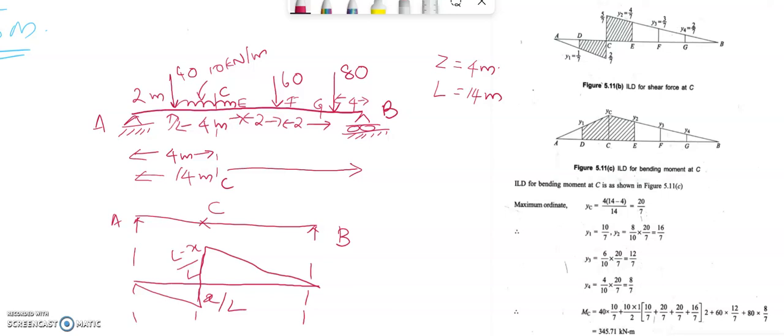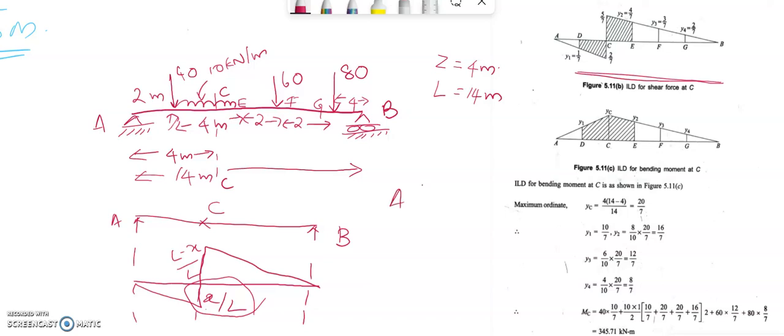Now what we need to do is, as per the given figure, see this figure over here, they have drawn the ILD for shear force at section C and they have marked the ordinates. How will we calculate these ordinates? By substituting in this function, right? Now under each load, this 40 kilonewton comes between A and C. So you should use the function x by L. And what is x? 2. And what is L? 14.